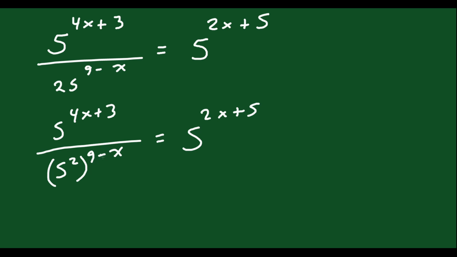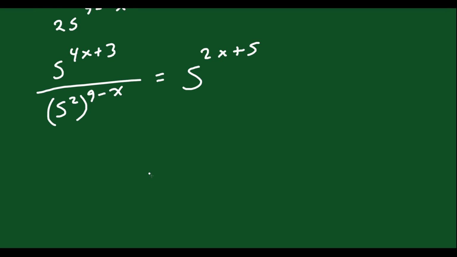And then from there you could multiply those exponents, right? So really this exponent on the bottom, once you multiply it, is going to be 5 to the exponent 2 times 9 is 18, 2 times negative x is minus 2x, right? So that's 18 minus 2x, so you can just replace that exponent. And then what we'll do is we'll subtract, right, because if you have something to an exponent divided by that same base to a different exponent, you just subtract the exponents, right? So your left side is just 5 to the 4x plus 3 minus 18 minus 2x, just like that.